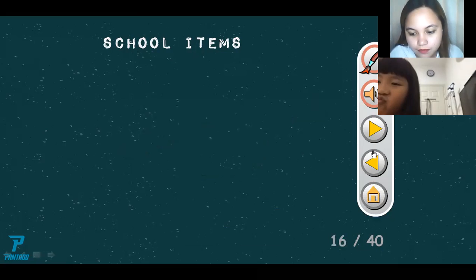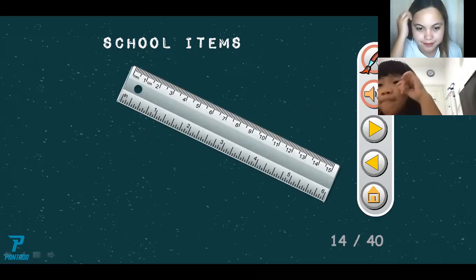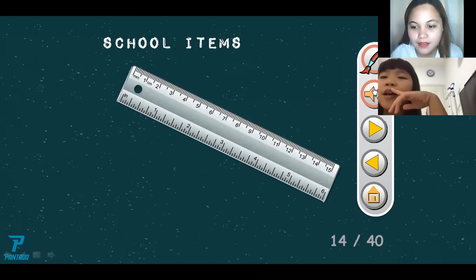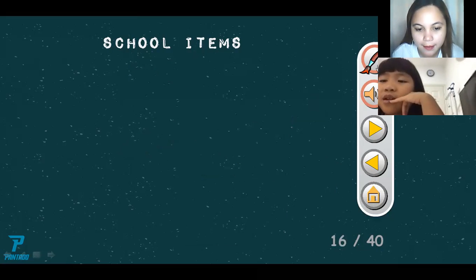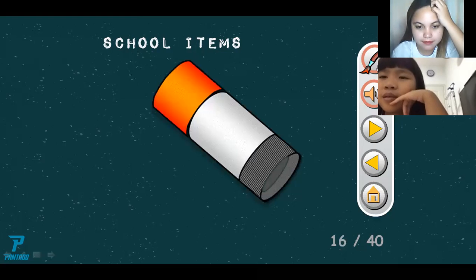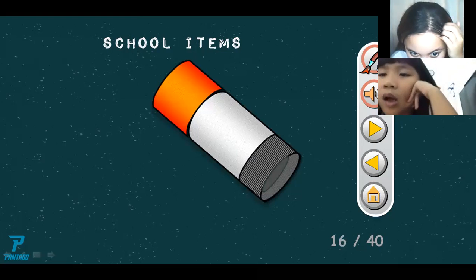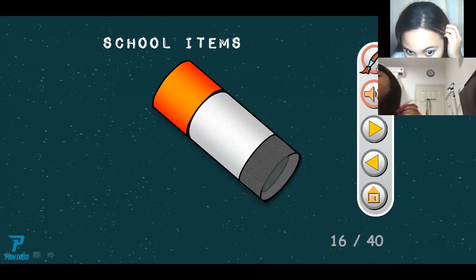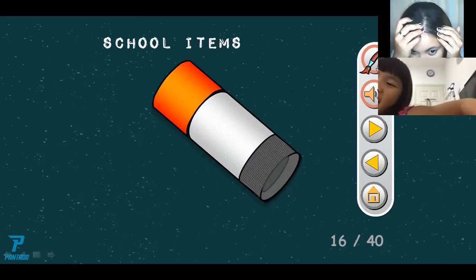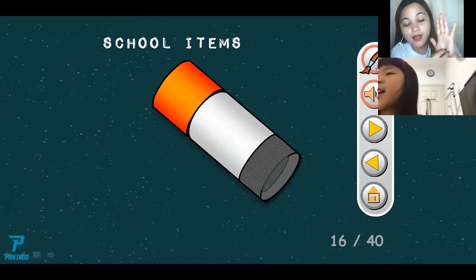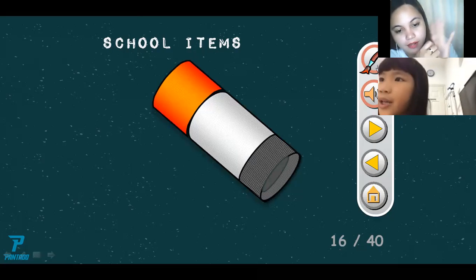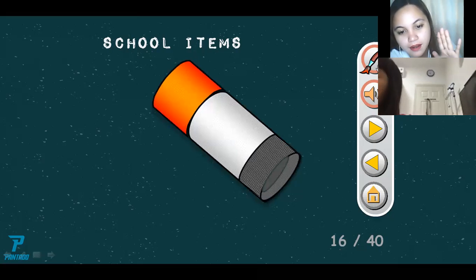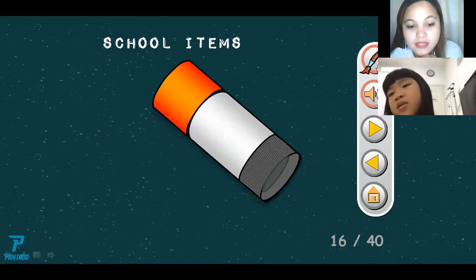Okay, next one, Alina. How about this one? Ruler. All right. A ruler is correct. Next one. Oh, how about this? What's that? Oh, you use that when you want to stick something on your paper. What is that? Starts with letter G.